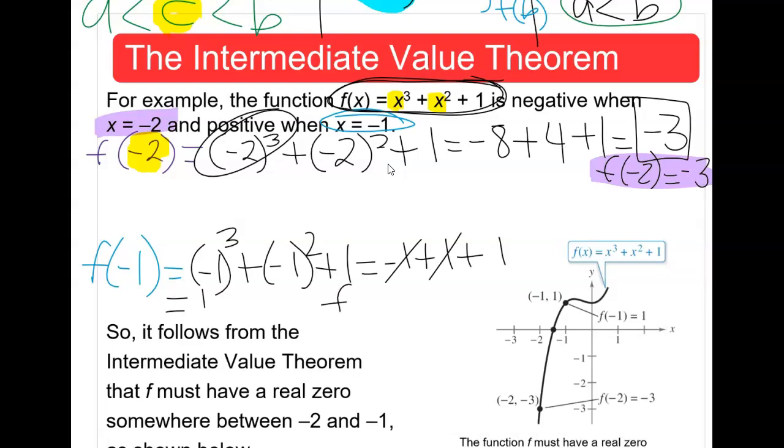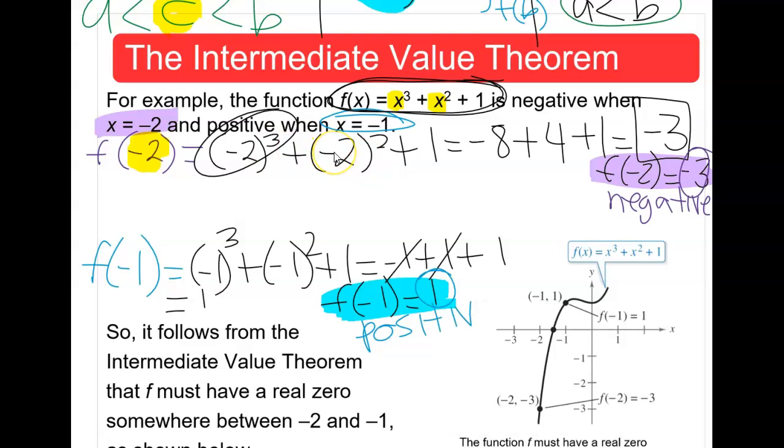So what does this mean? That f of -1 is 1. So we do have enough evidence to say that f of -2 is negative, right? We got -3 for the output, and f of -1 is positive because we got +1. So what do we say as our answer?